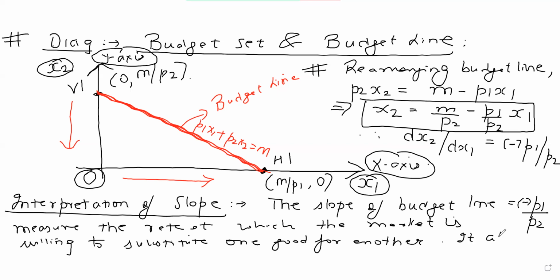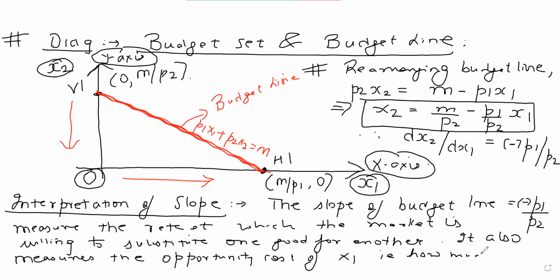It also measures the opportunity cost of X1. It also measures the opportunity cost of X1. That is how much X2 the consumer has to give up to buy one additional unit of X1.